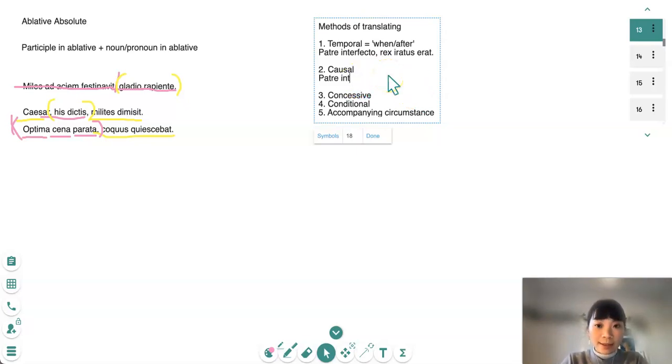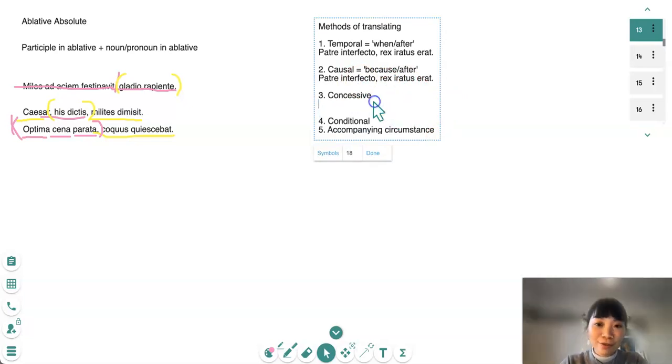Similarly, if we use the same example, we might translate it in a causal sense. So because the father had been killed, or since the father had been killed, the king was angry. So again, this is context dependent. If there was a particular reason for the king to be angry, we might choose the causal over the temporal, but both are fairly interchangeable.